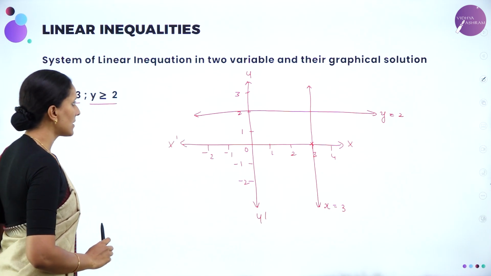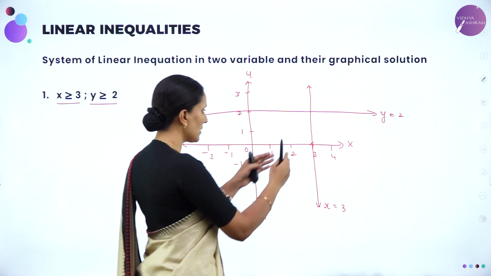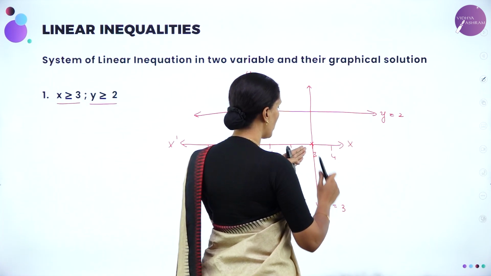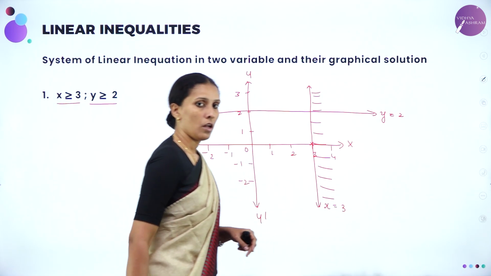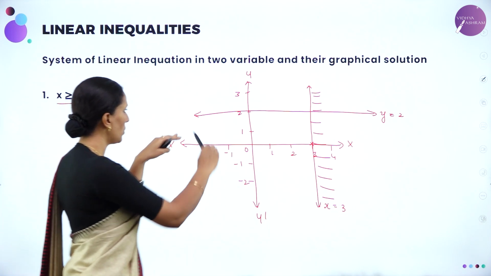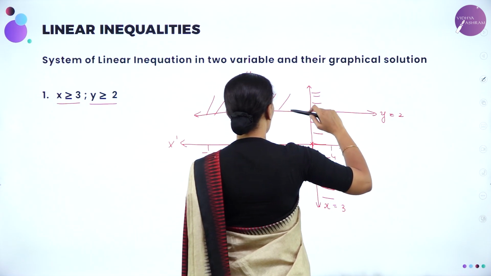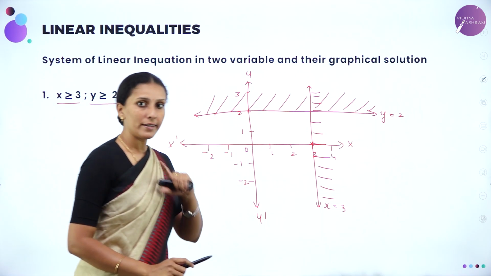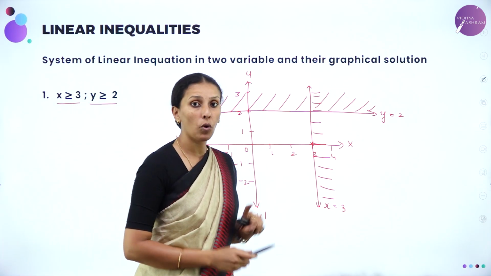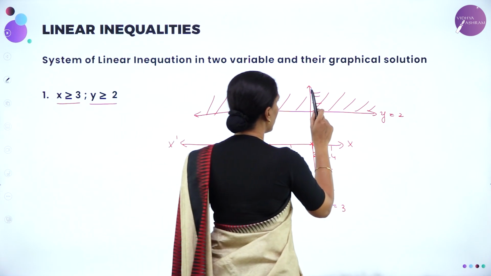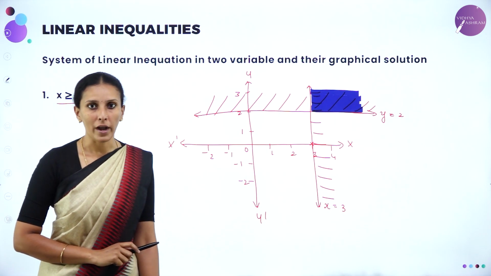Now, let us see the conditions here. Here x is greater than or equal to 3. This is 3. When I say greater than 3, the solution region will be this side. Now, y greater than 2. This is the line y is equal to 2. When I say greater than 2, this is the region where it falls. Now, what is the common region which satisfies both conditions? Here is the region which satisfies both. Therefore, this is the region common to both the x and y lines.